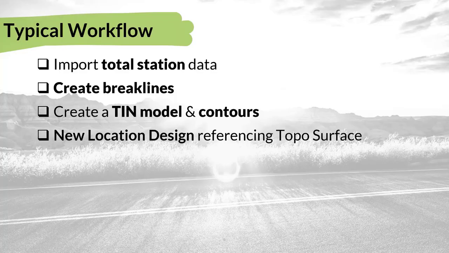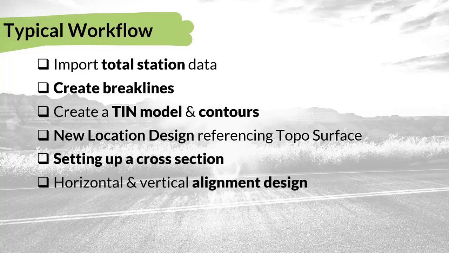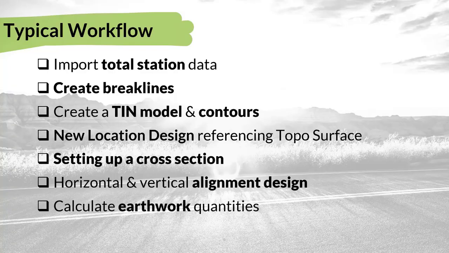So location is our road design and corridor design module. We reference that terrain file as our starting point. From there, we can set up our cross sections. We can click in our horizontal and our vertical alignments. We can calculate our earthwork quantities.